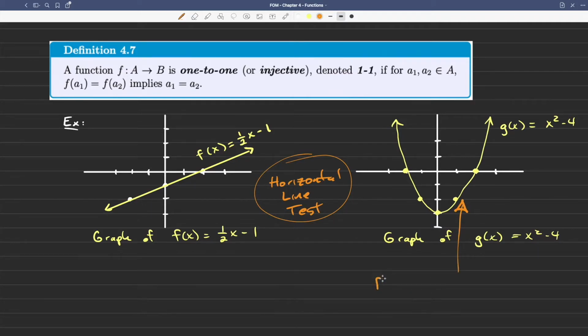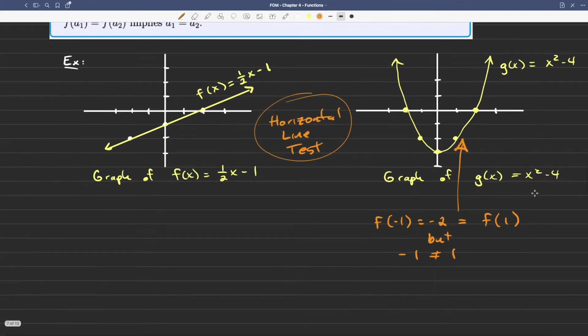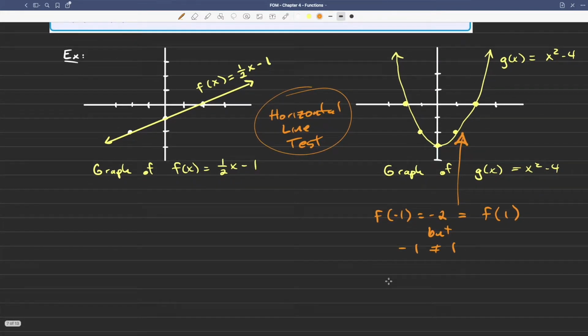So here on this graph, it fails to be one-to-one, the graph of g, because you have f of -1 equals -2, and that's the same as f of +1, but -1 does not equal +1, so the same y value came from two different x values, so it's not one-to-one. And the function on the left, f, is one-to-one.